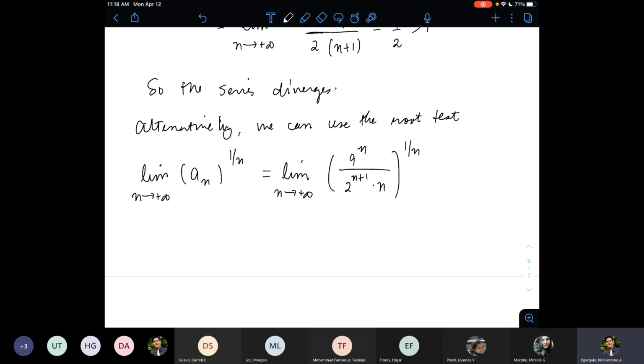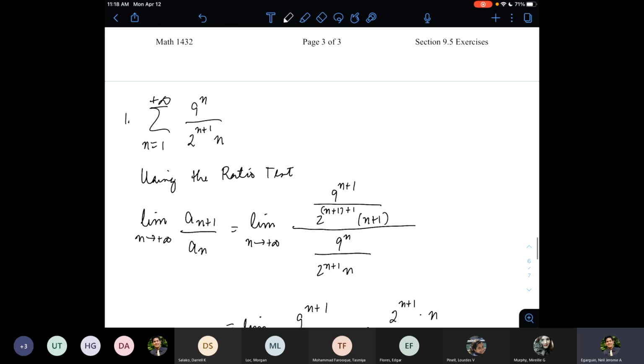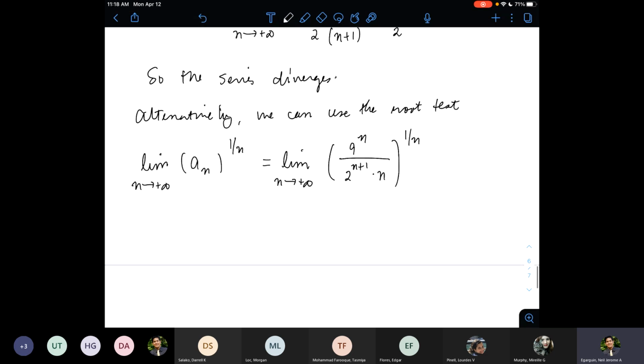Okay. Let me just double check if I have the right n term. Yep. So you take the limit of a sub n raised to the 1 over n, and then you'll play with laws of exponents. So now, if this goes inside 9 to the n, remember if you're raising a power to another power, you multiply the exponents. So 9 to the n raised to 1 over n is just 9 raised to the product of n and 1 over n. So the product would be 1. So you'll have 9 to the first power.